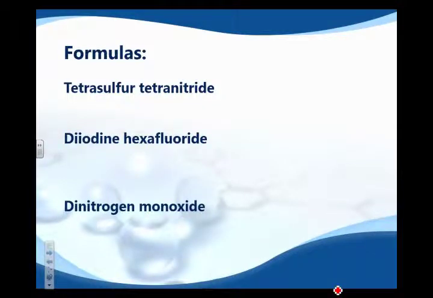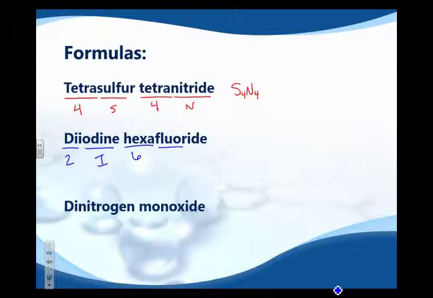When I look at this first name, I see that this is tetra, which tells me 4, sulfur, which is an S, and then I have tetra again, 4, and nitride, which is telling me I'm talking about nitrogen. So I translate that information into S4N4. All done. Next I have diiodine, which tells me 2 iodines, and hexa, which tells me 6 fluorines. So this is I2F6.